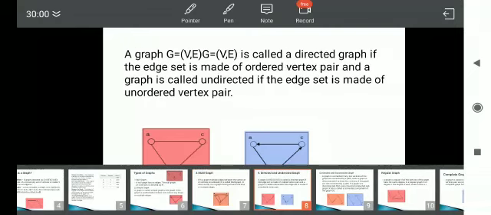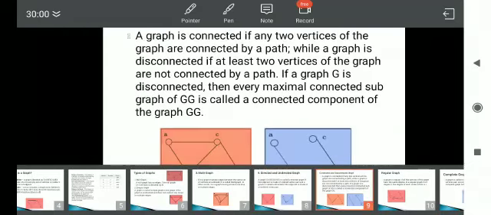नेक्स्ट है हमारा डायरेक्टेड और अनडायरेक्टेड ग्राफ. A graph G = (V, E) is called a directed graph if the edge set is made of ordered vertex pairs, and a graph is called undirected if the edge set is made of unordered vertex pairs. Okay. Next, connected graph. A graph is a connected graph if any two vertices of the graph are connected by a path, while a graph is disconnected if at least two vertices of the graph are not connected by a path.